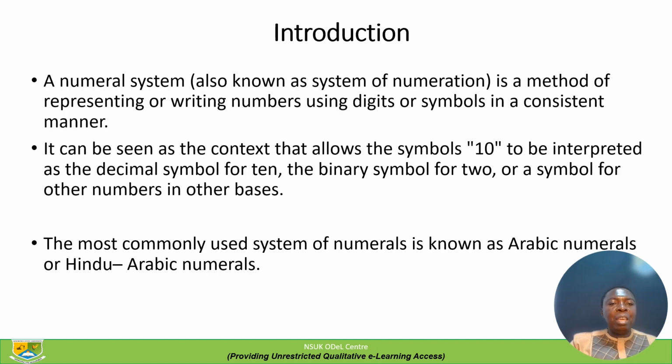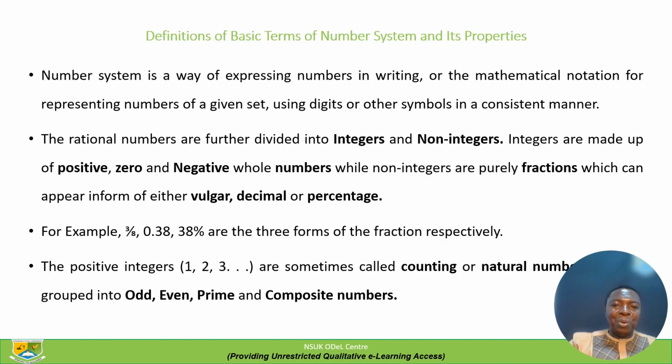Introduction. A numeral system, also known as a system of numeration, is a method of representing or writing numbers using digits or symbols in a consistent manner. It can be seen as the context that allows the symbol "10", put in quotation marks, to be interpreted as the decimal symbol for 10, the binary symbol for 2, or a symbol for other numbers in other bases. The most commonly used system of numerals is known as Arabic numerals or Hindu-Arabic numerals. These are the popular numbers we all know and use.